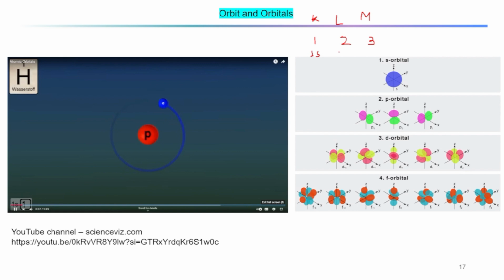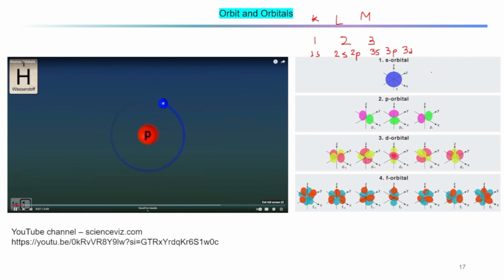In the second orbit, we have 2s and 2p. In the third orbit, we have three different orbitals, that is 3s, 3p, and 3d. Similarly, in the fourth orbit, we have 4s, 4p, 4d, and 4f.